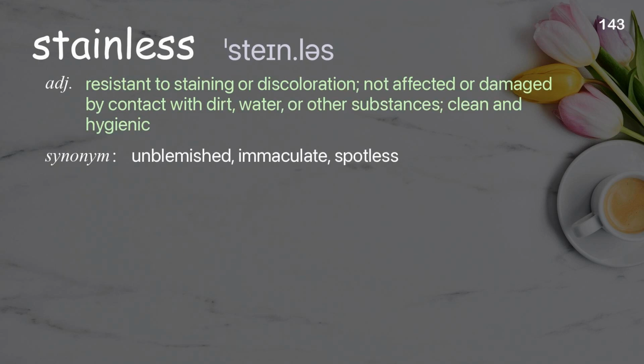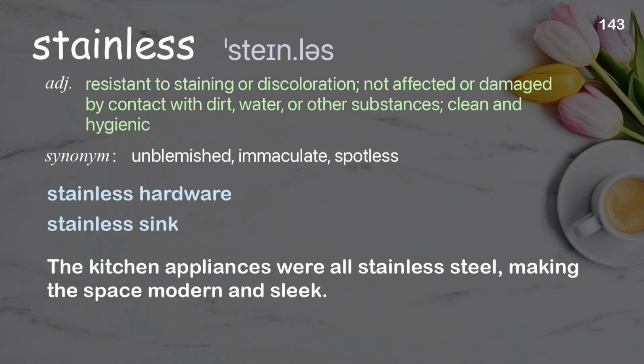Stainless. Resistant to staining or discoloration, not affected or damaged by contact with dirt, water, or other substances, clean and hygienic. Examples: stainless hardware, stainless sink. The kitchen appliances were all stainless steel, making the space modern and sleek.